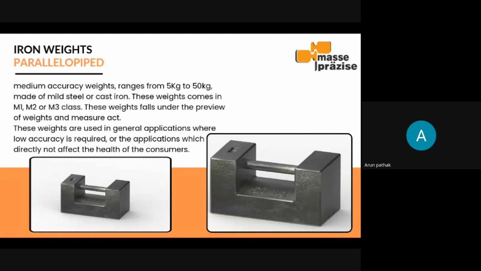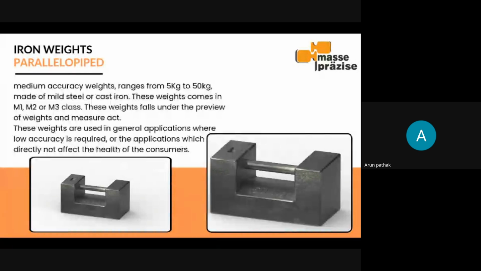We will see the table of OIML classes later, and discuss what the maximum permissible error is for a particular weight in a particular class. So it is approximately equivalent to OIML class M2, and these weights while in use need to be stamped or verified by the weights and measures inspector on a yearly basis.